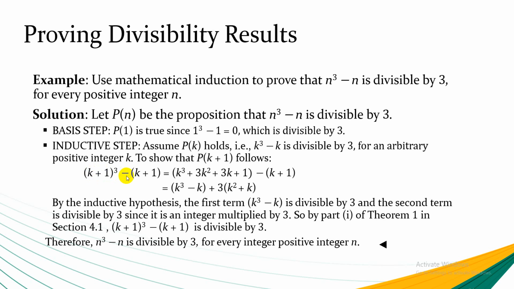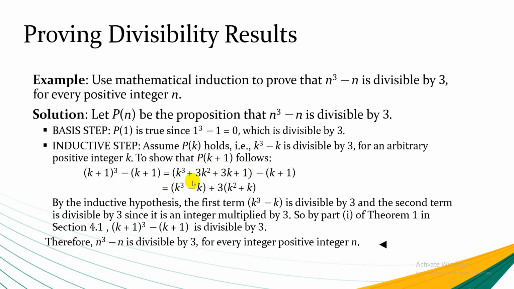(k plus 1) cubed minus (k plus 1) is equal to, just develop this one, k cubed plus 3k squared plus 3k plus 1 minus k minus 1. Okay, so just take k cubed here minus k. So we'll get k cubed minus k, then plus 3k squared plus 3k here, plus 1 and minus 1 will just cancel. So we'll get k cubed minus k plus 3 times (k squared plus k).